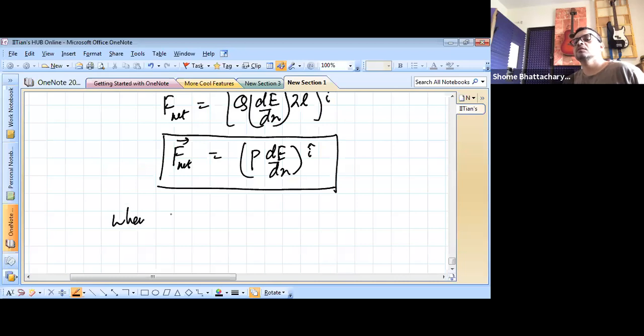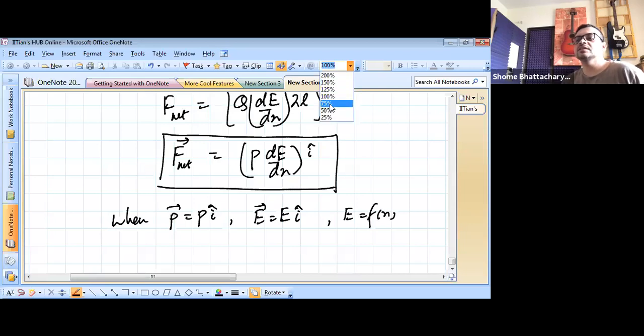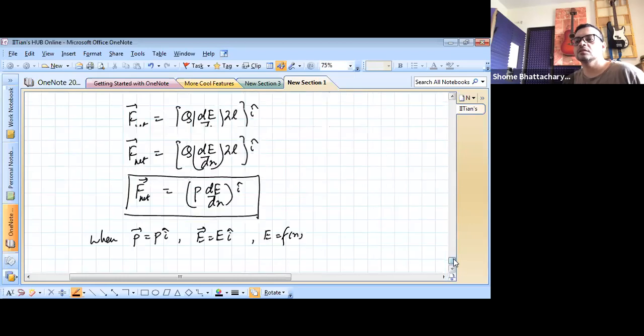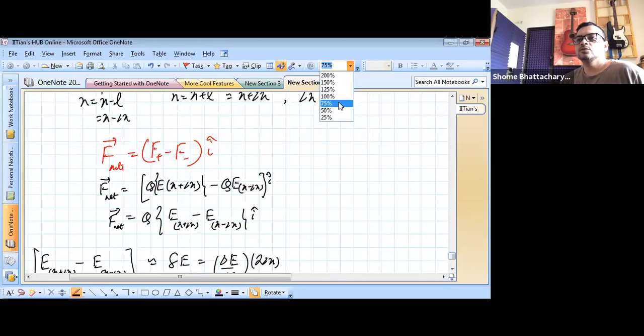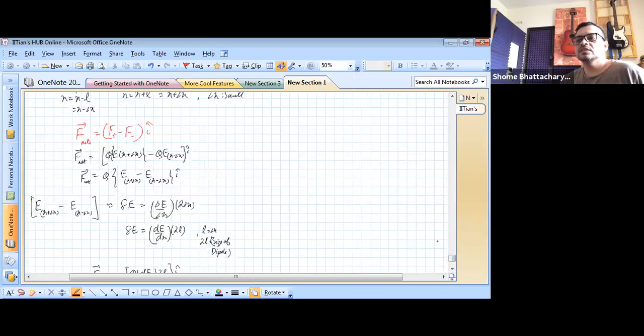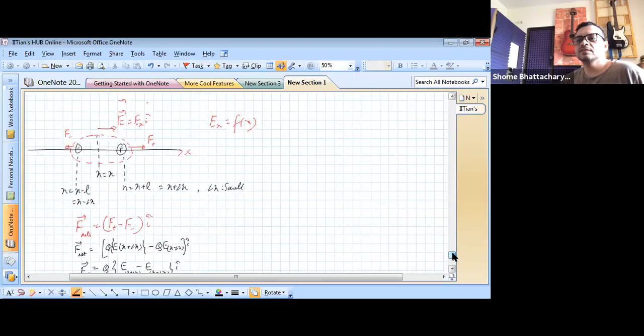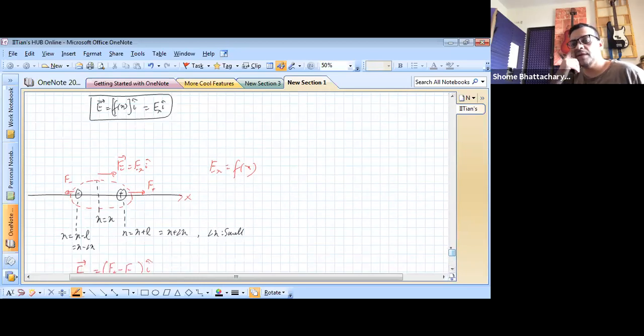When the dipole is also along the x-axis, the electric field is also along the x-axis, and E is some kind of function of x. So this is the shortcut method that we can directly use when this is happening. So I'm just going to leave you to go through this method once and then apply it directly to the example I've given you above. Okay, so I'll come back to the example above, but first just go through this method.